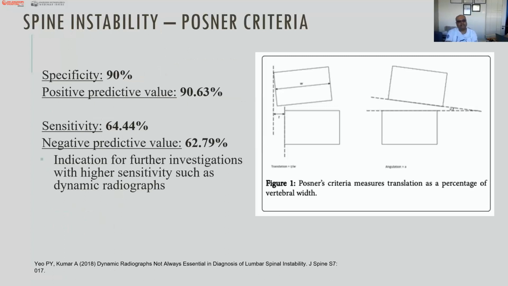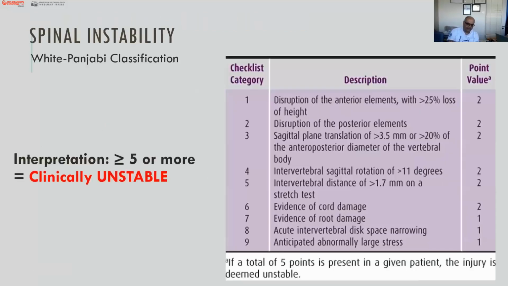Again, Posner's criteria is 90% specific, and it has a positive predictive value. That means if there is instability, then it can be picked up positively. So if you measure and it is positive, that is a reason for going for further investigations if there is increasing translational instability or angular instability.